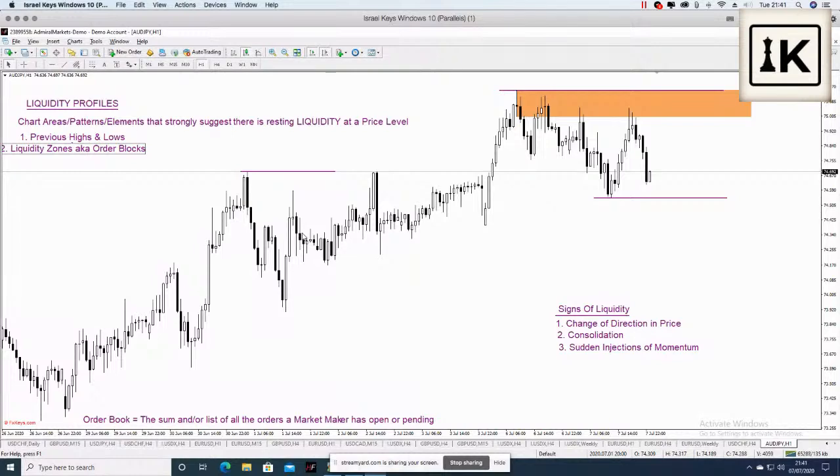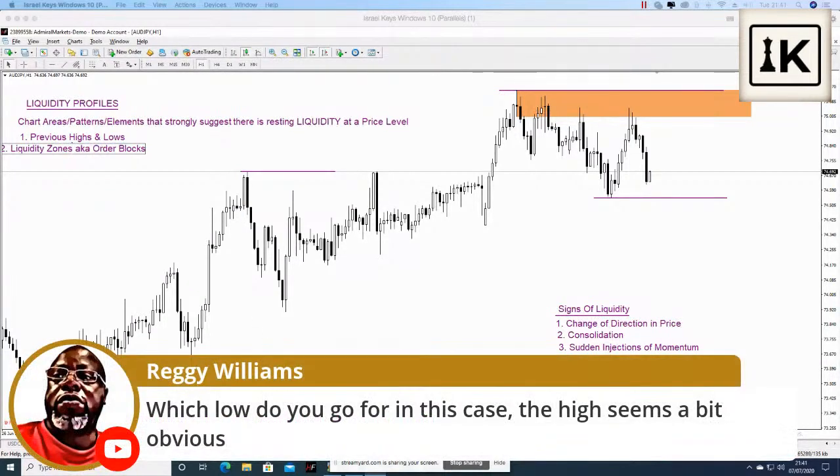Which low do you go for in this case? The high seems a bit obvious. Reggie, I'll answer that question later on. At the moment, I'm not talking about picking a trade. I'm just showing in general the concept of liquidity profiles. So right now it's not necessarily important to know which one will work. I'm just giving examples of them. So number 2, liquidity zones, aka order blocks.